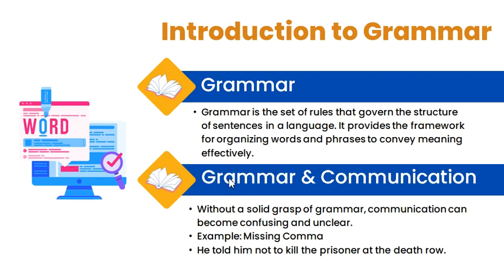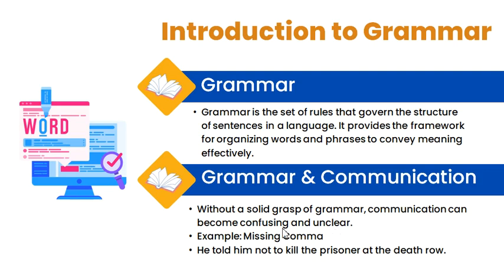Our course is Communicative English Skills, but we're still learning grammar. Why? The reason is very simple. Because without a solid grasp and understanding of grammar, communication can become confusing and unclear. If you don't communicate correctly and accurately, the listener or the reader will get confused. For example, there is a common saying that a missing comma can kill a person.